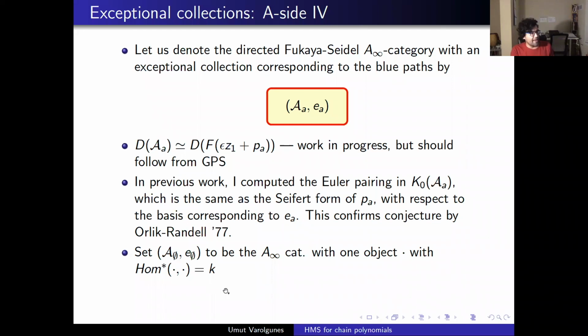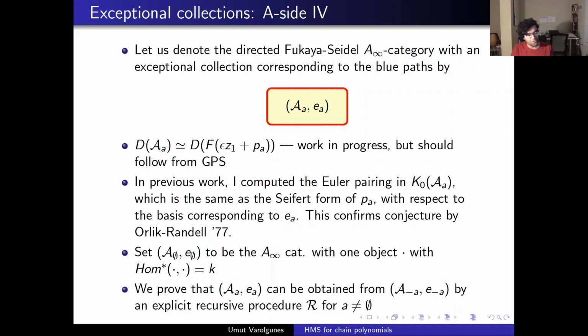Okay, and if A is the empty tuple, let me just set this A infinity category to be the category with one object and with just the identity morphisms. Just notation. You can think of this as a Fukaya-Seidel category, but let me not do it. So what we will prove is that this category, A sub A, is obtained from the category where I remove the A1 from the left by some purely algebraic recursive procedure. This is the way we're going to compute in both sides and prove.